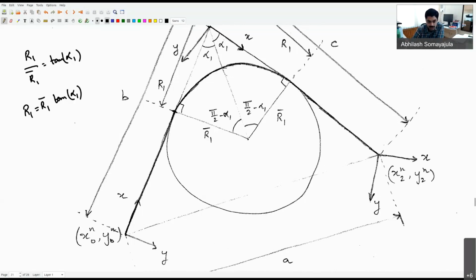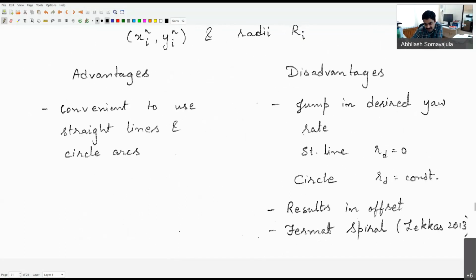It was 0 over the straight line, suddenly shot up to a certain value over the curved path, and then again suddenly shoots back down to 0. So there is a jump phenomenon in the desired yaw rate, which means that when I really try to implement it, it will result in some offsets. I may not be able to exactly track the path which I am choosing here, because once I apply the rudder, I will deviate from being on the circle before I try to come back to the circle.